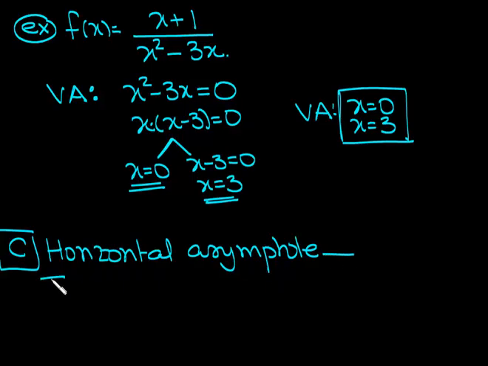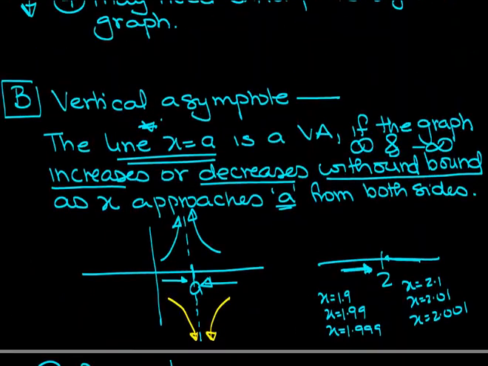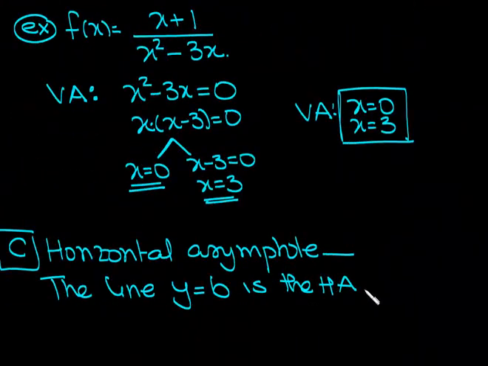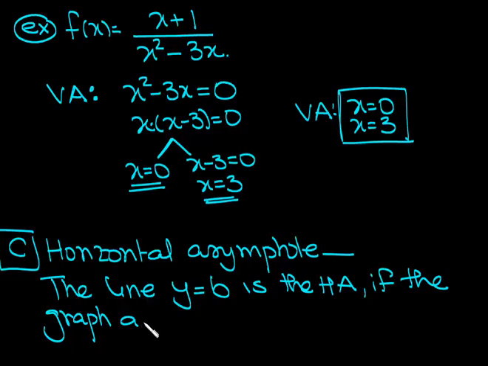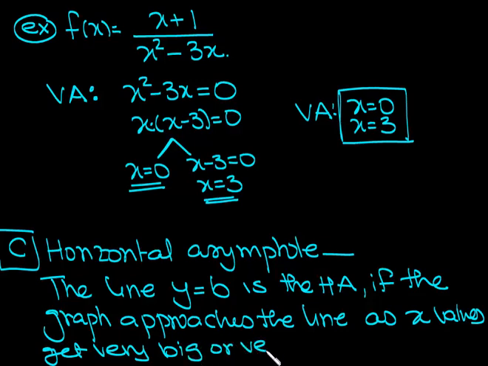In this case, the line y is equal to b is the horizontal asymptote, and that's the same thing as out here, where it was x is equal to a. So same thing. If the graph approaches the line as x values get very big or very small.